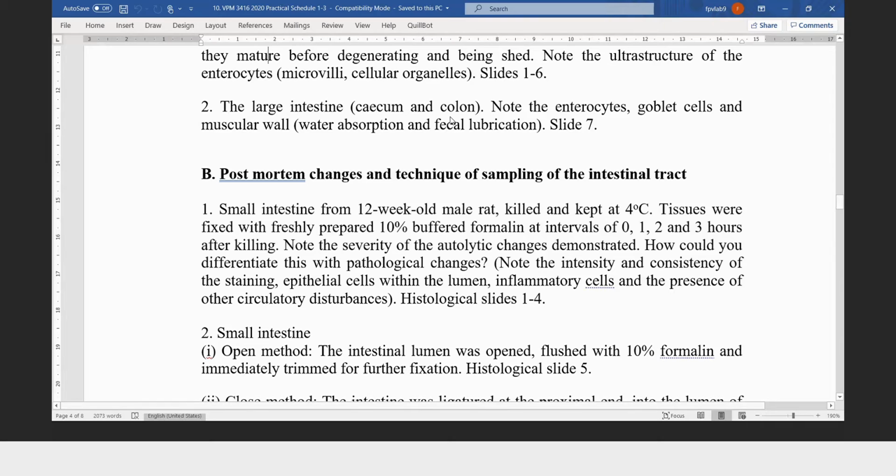So when we study the intestine, of course, we want to do the morphology. Normally we put the sample, normally prepared in 10% buffered formalin. Yeah, you fix it in buffered formalin.